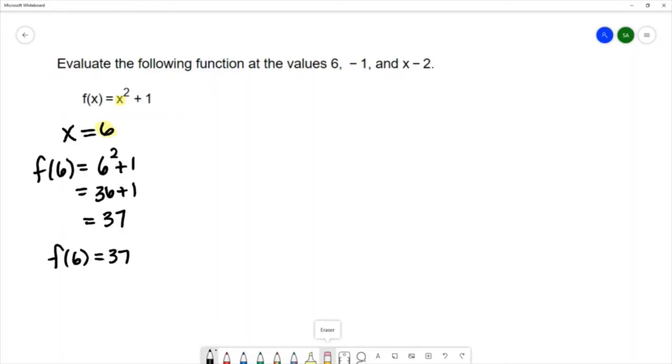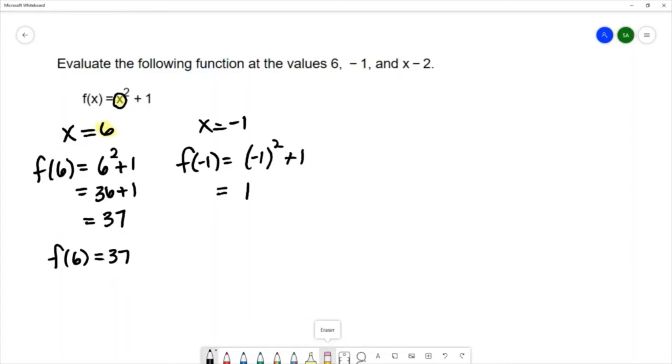And let's do it at x equals -1. f at -1, everywhere I see an x, I'm going to change that x to a -1. That's going to give me (-1) squared plus 1. You'll notice I put parentheses around the -1 because I want to make sure that I am squaring the whole number, including the sign, and not just the number part.